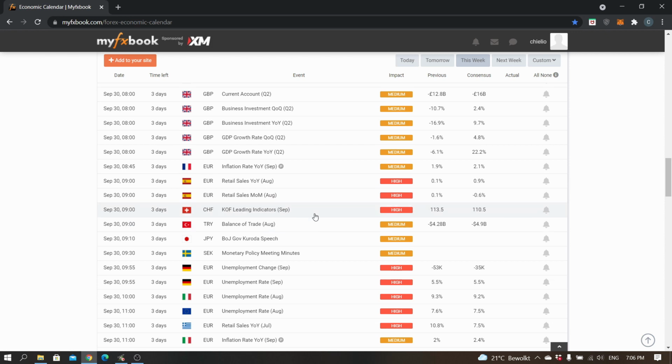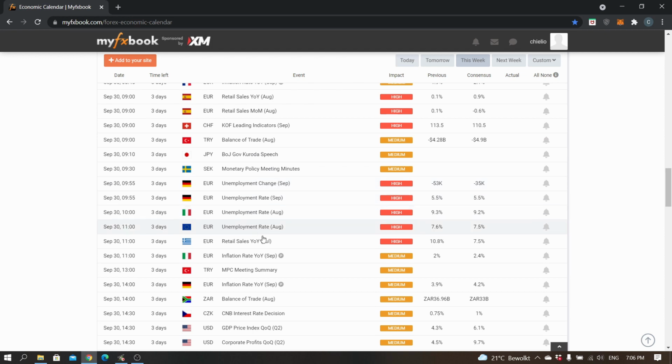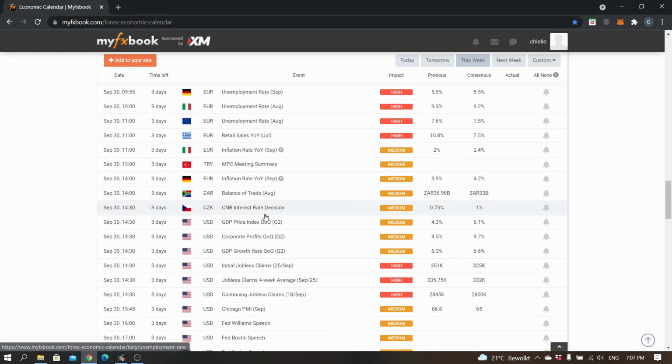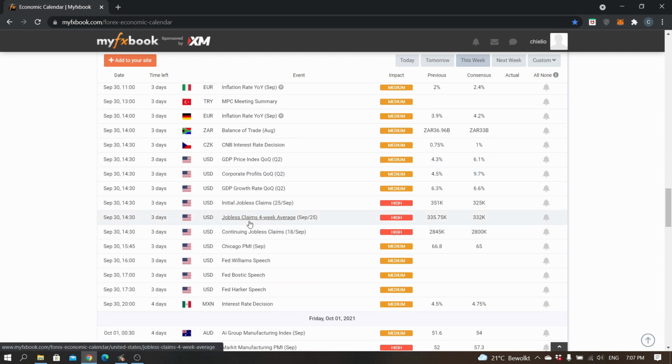I don't trade the Swiss franc, so not important too. These ones are all not important except for the European and the German one. Germany being the largest country economically in the European Union, and this being the get-together of all the countries. So these two are important. And then of course initial jobless claims and continuing jobless claims and the one in between, these are important too, as well as to look out for this one.